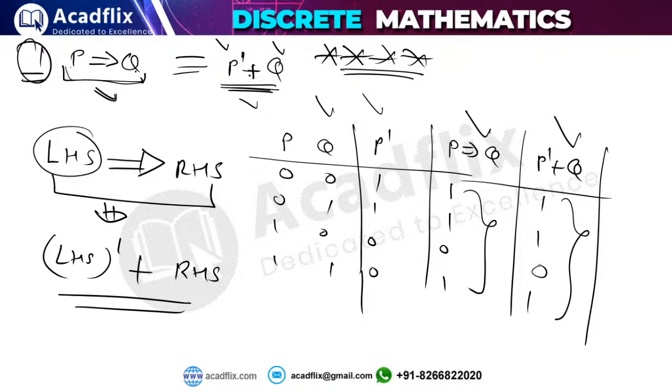So this implication operator can be written in terms of negation and disjunction. This is how you can write LHS implies RHS, the implication operation. This is the LHS side, and this is the RHS side of the implication. Then the formula is: the negation of LHS plus RHS. This is a very important formula. Remember it.